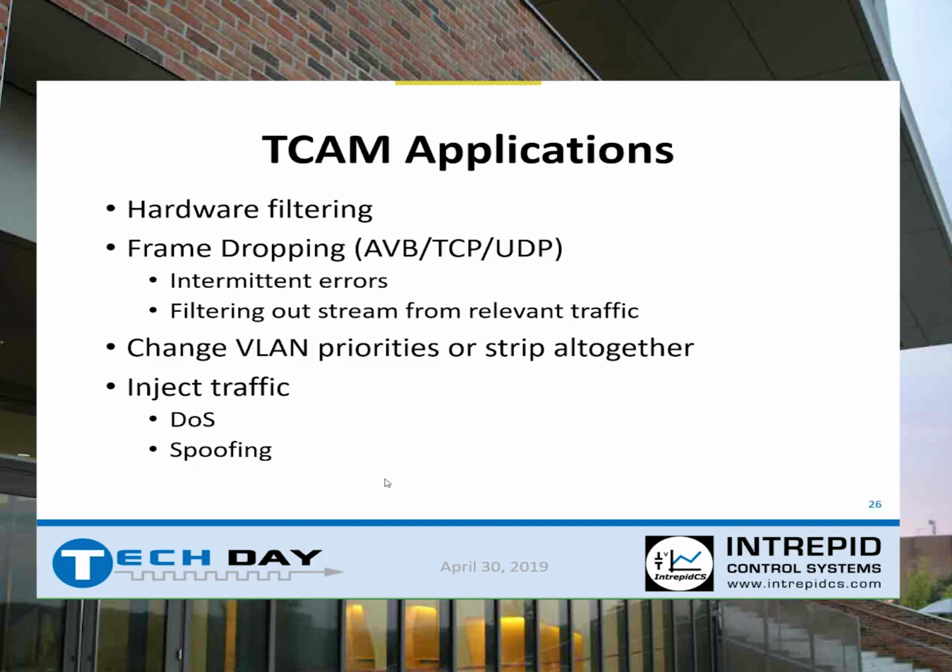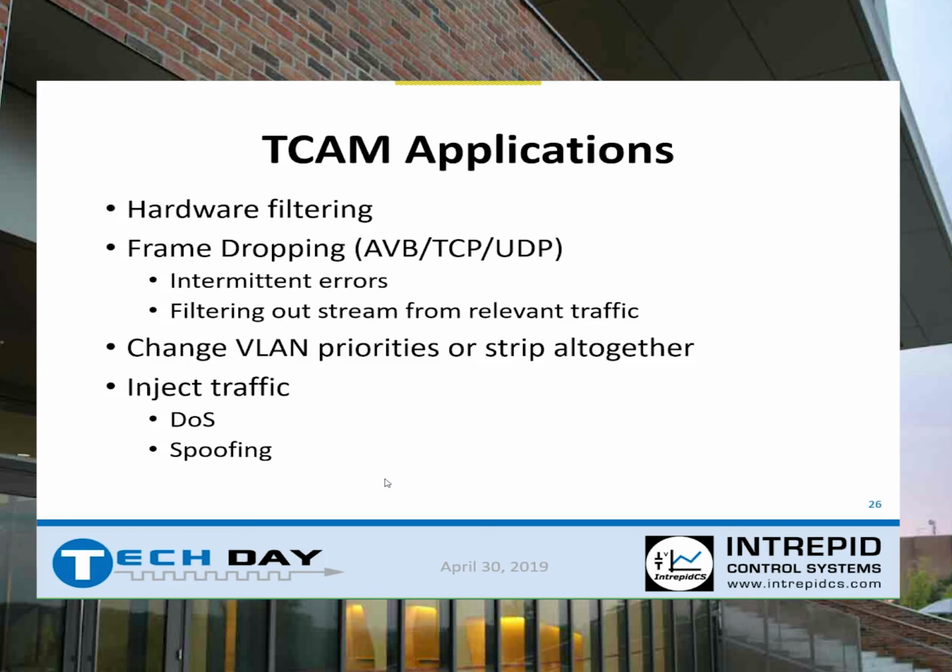You could do frame dropping, and this might be interesting if you're trying to induce errors on AVB or TCP. So in AVB, for example, in the transport protocol, there's a sequence ID, and so ideally all the frames come out in sequence. But if you drop one, what happens? So you could set a TCAM filter so every 16th frame it drops, or you could enable it dynamically or change when it drops. So you could have this done in hardware, so you're not trying to do it in scripting. You could change VLAN priorities or strip them all together.